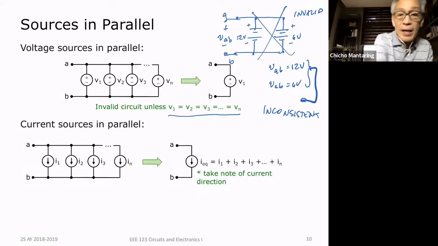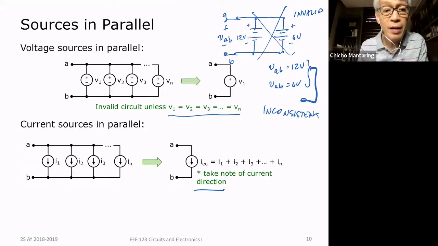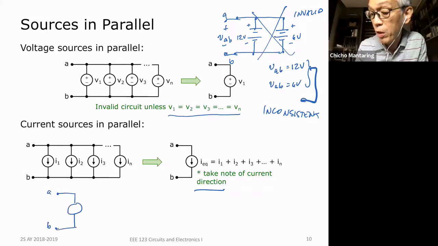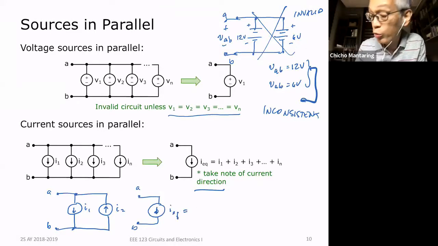Now, when you have current sources in parallel, then by virtue of KCL, the equivalent current source is just the sum of the different current sources. But again, you have to take note of the direction. For example, if I have A and B, and I have I1 and then I2, let's say this is I equivalent. I equivalent will be equal to I1 minus I2 because this is opposite in direction to this.